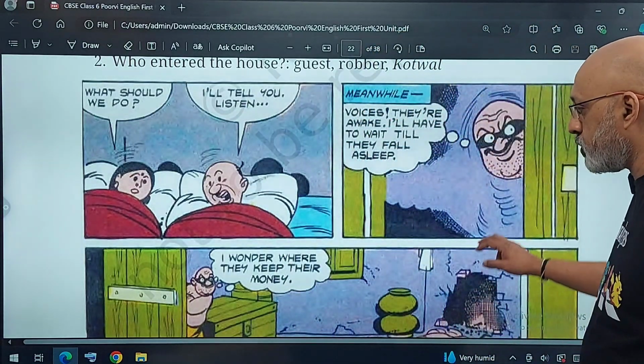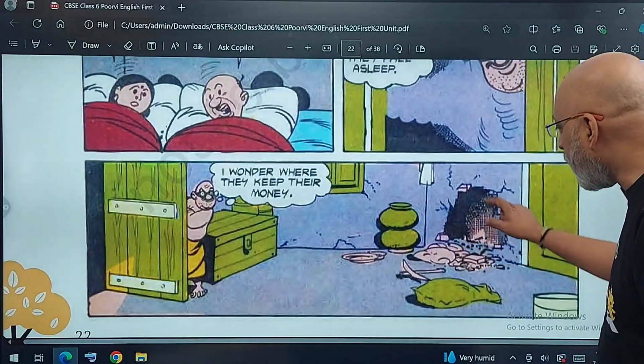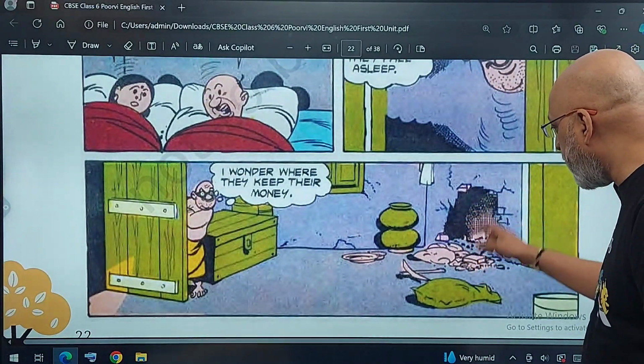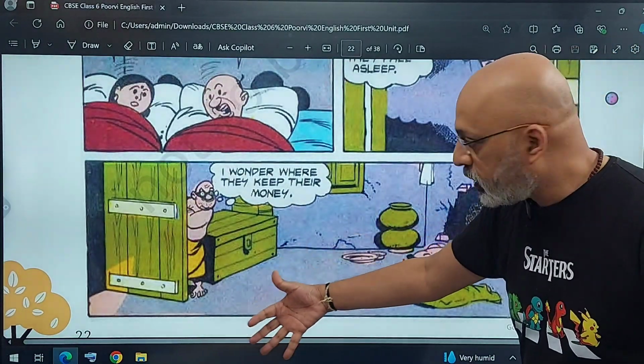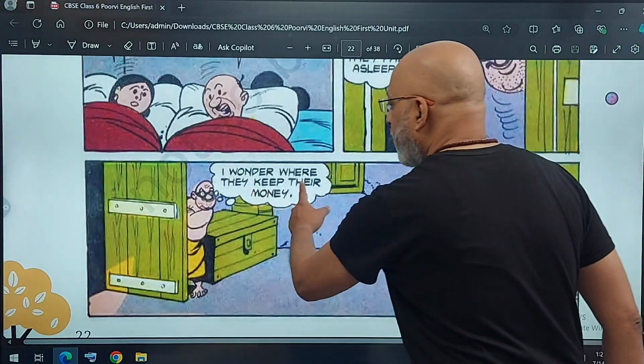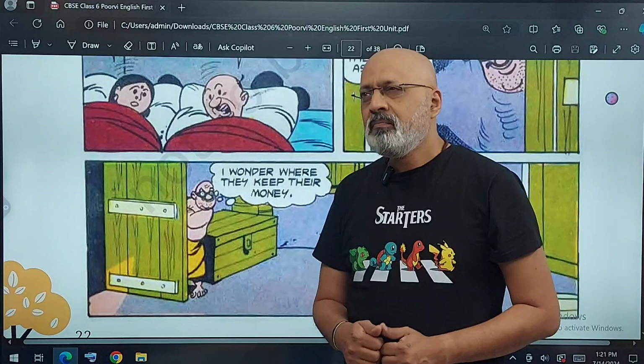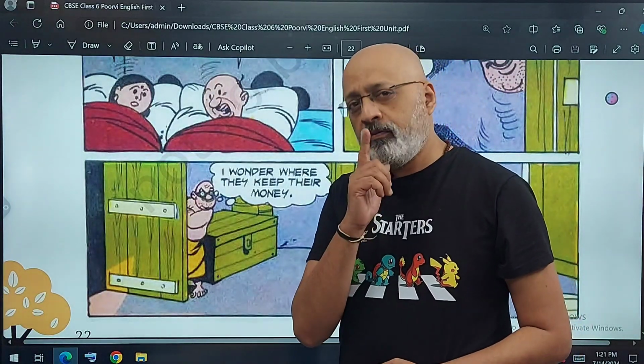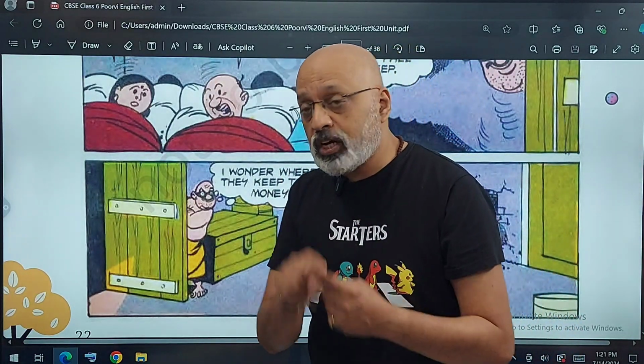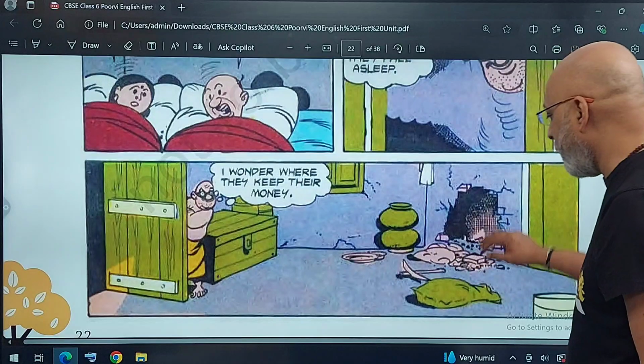You know, I can rob the house. And this is how he has got in. उस दीवार में छेद करके he has got into the house. So he is saying, I wonder where they keep their money. You know, कि वो कहां पर अपना पैसा रखते हैं. मैं सोच रहा हूं कहां पर रखते होंगे. I am wondering. He doesn't know. He will have to search for it, right? So this is what has happened.